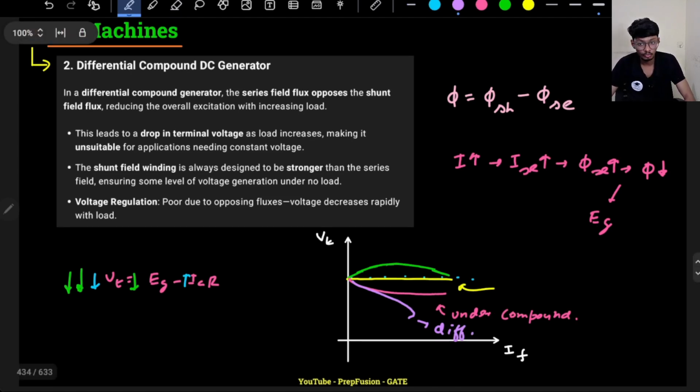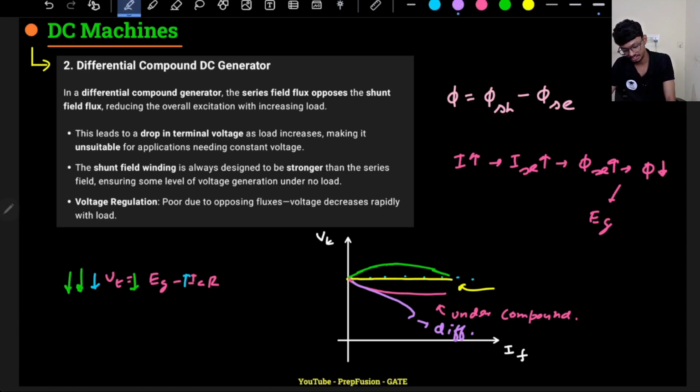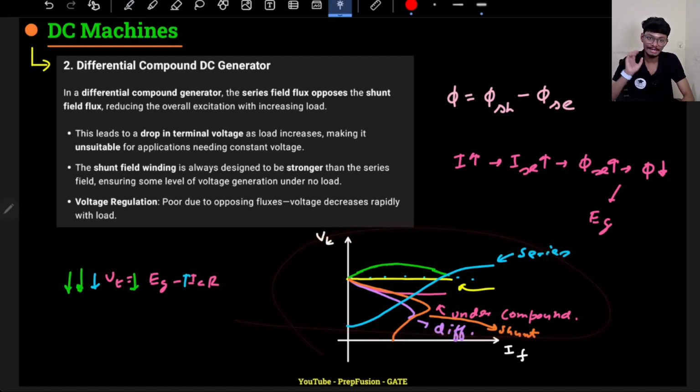So where will shunt lie? Shunt will be a bit better than this, because it does not have this opposing flux. In case of a shunt DC machine, I have only the shunt field flux, so shunt will be like this. And how is the series? Series will be somewhat like this, because series is just opposite: with increase in load, the generated EMF in a series generator increases. These are the overall graphs, so understand each of them conceptually, what each of them means.